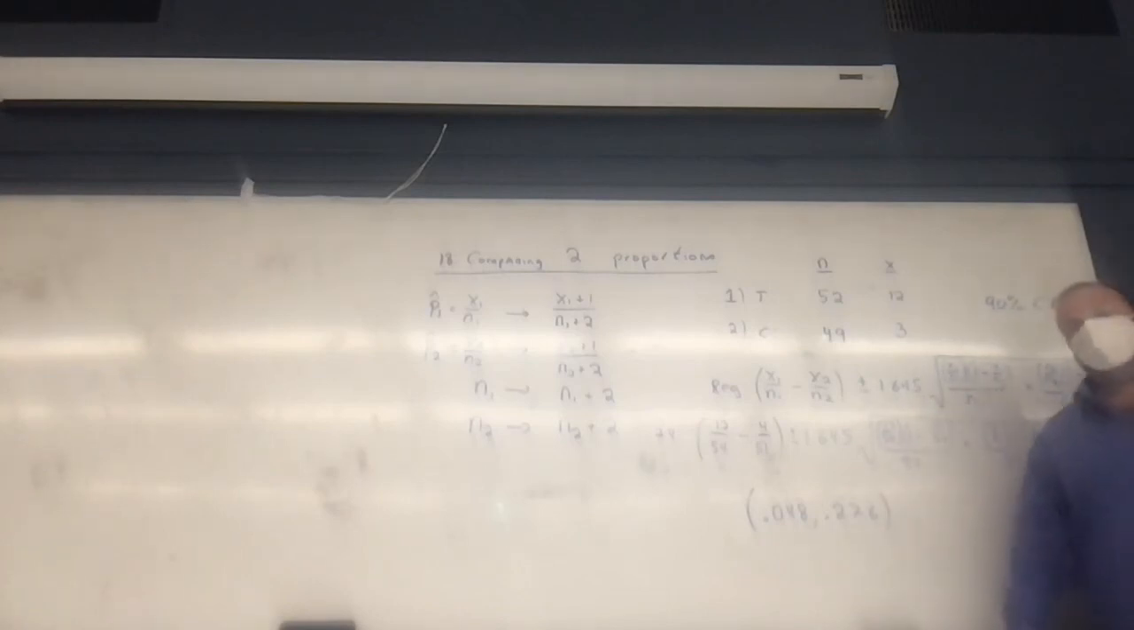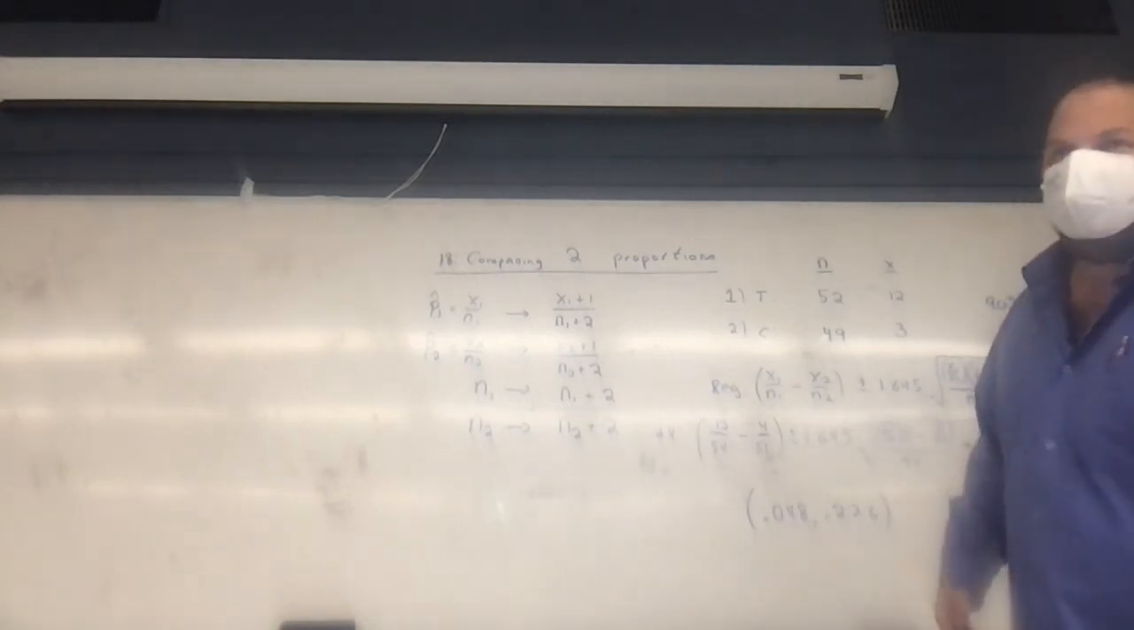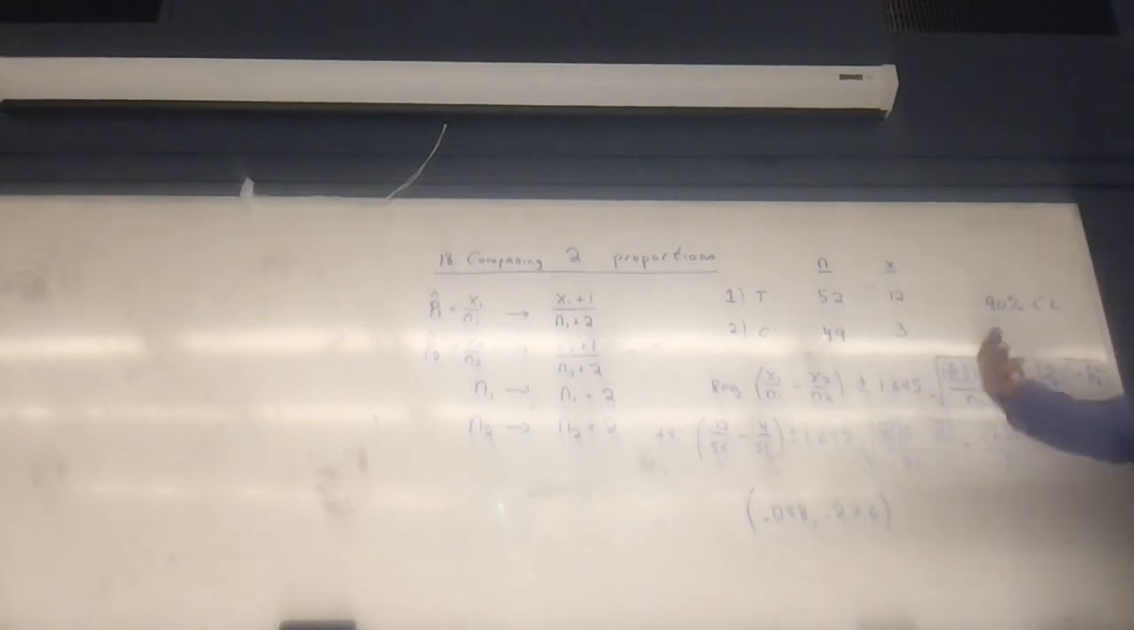What is it called? The interval? The confidence interval. The confidence interval is greater than 0. The confidence interval can't be greater than 0. It's not a number. Only numbers can be greater than 0. The confidence interval is an interval. Intervals can't be greater than numbers. There's no 0 there.